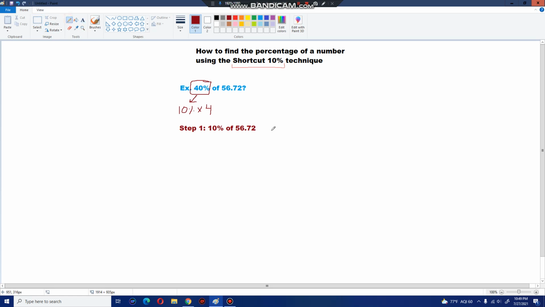Okay? That's easy enough. 56.72, start with a decimal point. Let me use a different color. And jump one space to the left. And that's my new decimal right there. So 10% of 56.72 is 5.672. Okay? So this is taken care of. Now, in order to do 40%, I have to multiply the 10% by 4, which means I'm going to have to multiply this answer by 4 as well. And that will give me the final answer.